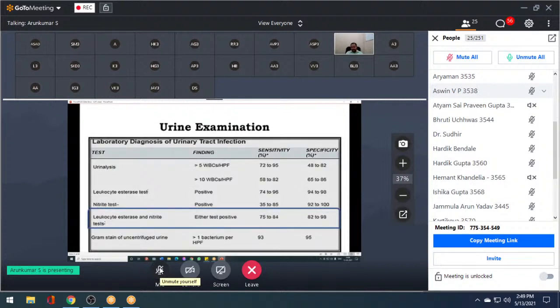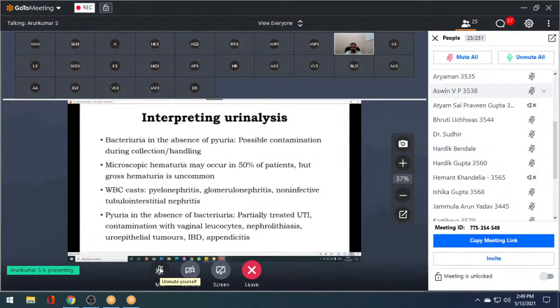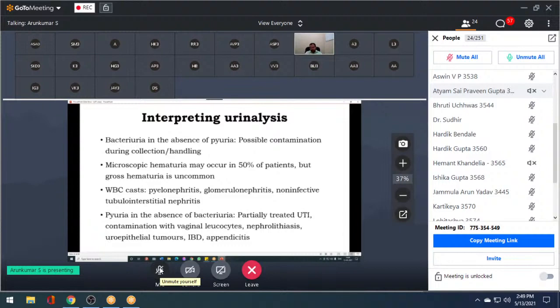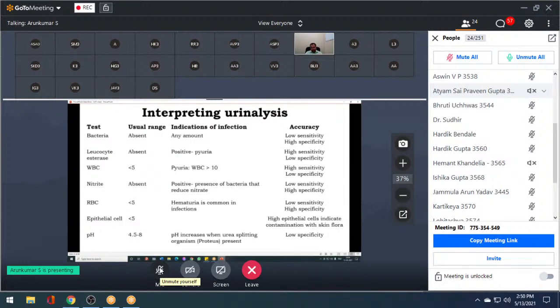And per se, these are tests which are very specific. That is, if they are positive, then you can be more sure that there is a urinary tract infection. However, the sensitivity is only around 80%. That means it can miss some: out of 100 patients with a UTI, around 20 patients may not have a dipstick positivity. This has to be remembered. And apart from this, contamination while collecting urine, presence of blood, and the presence of WBC in other conditions like glomerulonephritis or even in malignancy can cause a false positive. So this has to be remembered when we are interpreting a urine analysis.